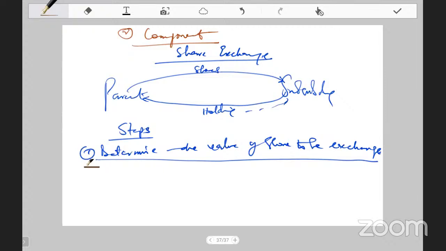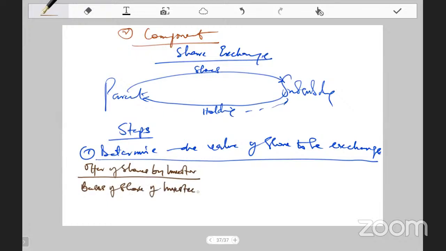We say: offer of shares by investor, divided by basis of shares of investee, times market value of the investor. And please, when I'm talking about the investor here, I'm talking about the parent. Then times what we call units of shares acquired.